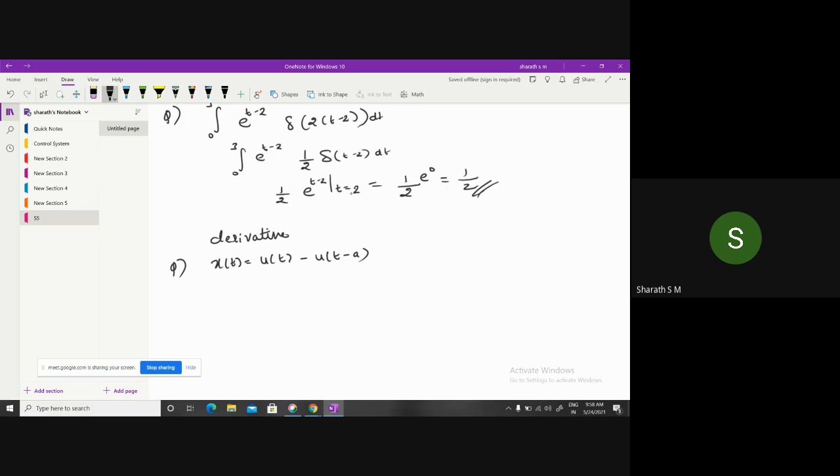So just write down as a note: differentiation of unit step function gives the impulse. Differentiation of unit step, du of t divided by dt, gives the impulse delta of t.